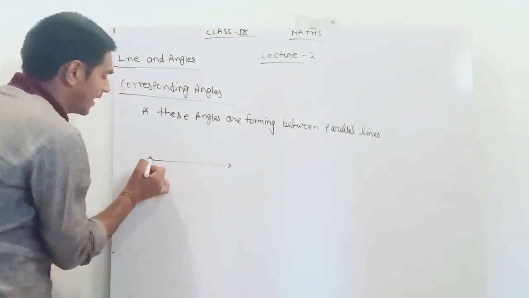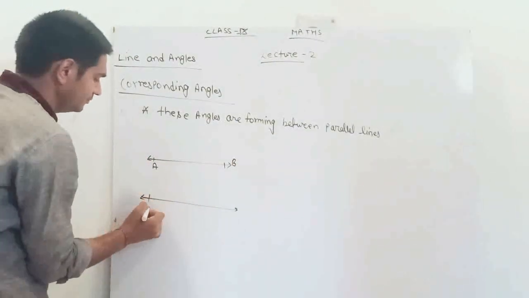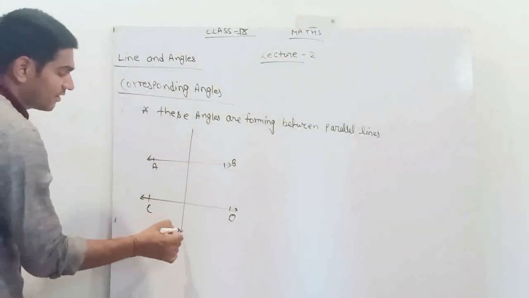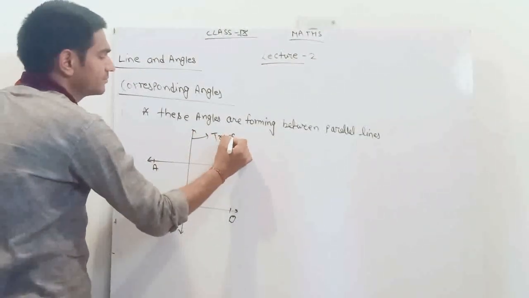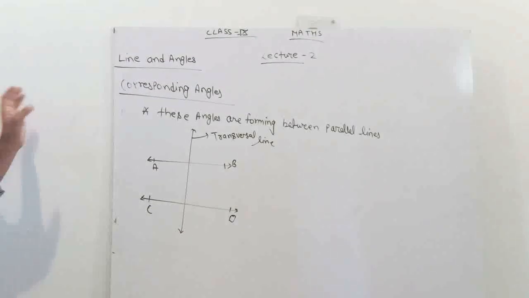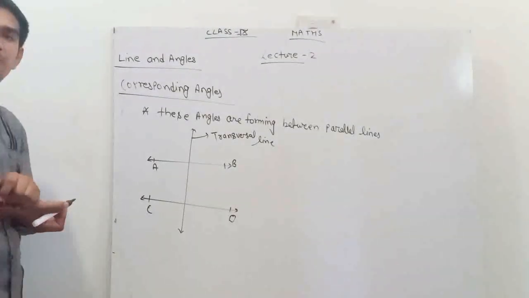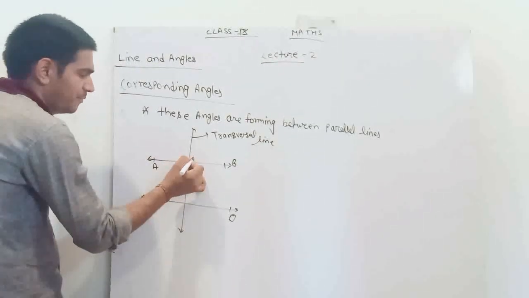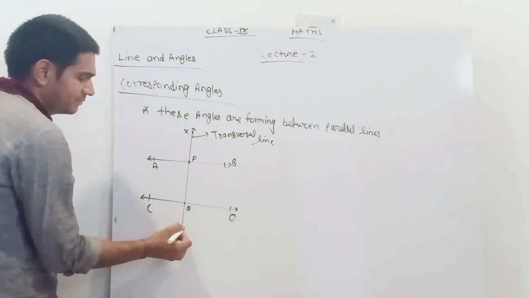Now take two parallel lines, suppose AB and CD, and one transversal line. What is a transversal line? A line which intersects two or more parallel lines at different points is known as a transversal line. So this transversal line intersects at different points, P and Q. Here I will take X and Y.